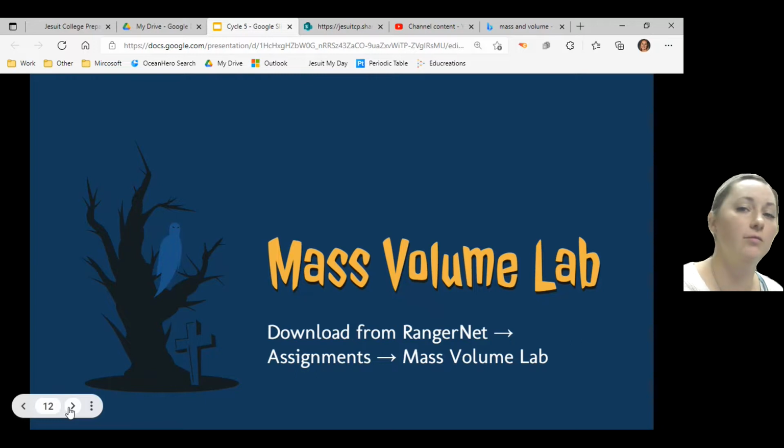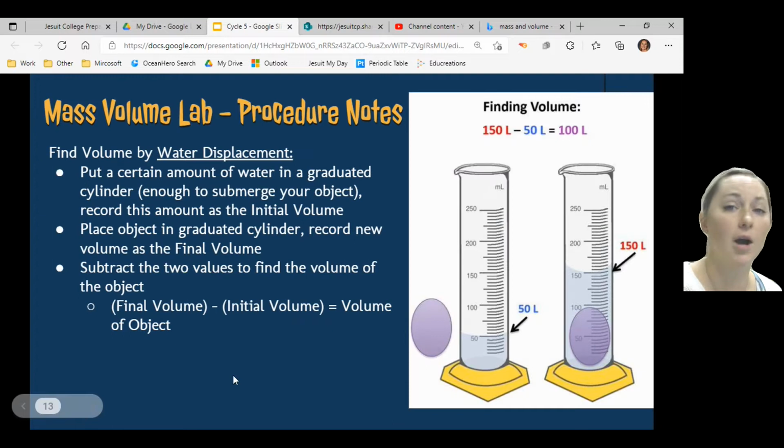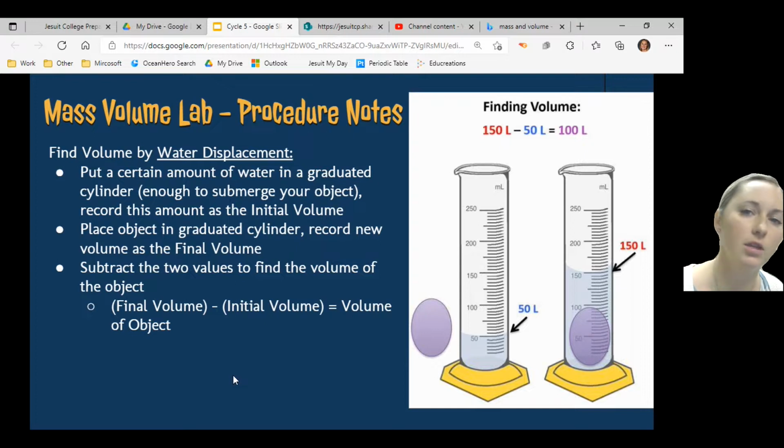So the way that we find volume in this lab, because we don't have objects that we can just take a ruler to and find the length, width and height and calculate, we have irregularly shaped objects. So in order to find the volume, we're going to use something called water displacement. So this would be something to include in your procedure, how you accomplish this. I'm just going to go over it briefly, but you guys have access to the notes for this, so you can go on there and review them.